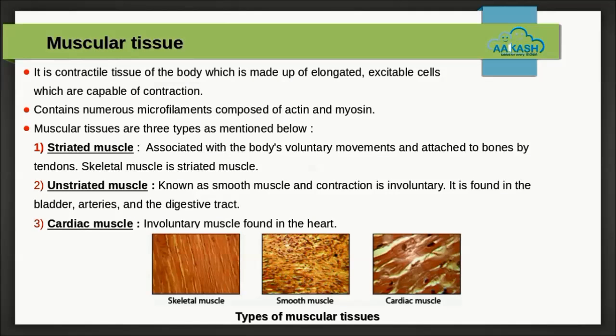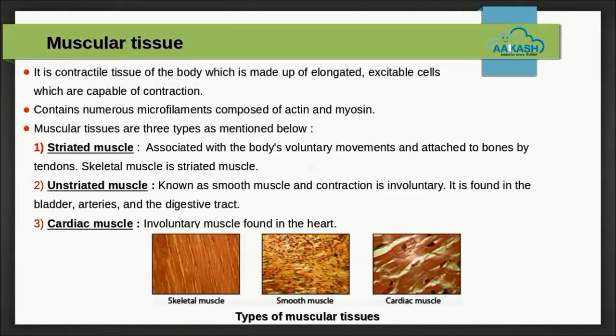Muscular tissue. It is a contractile tissue of the body which is made up of elongated excitable cells which are capable of contraction. It contains numerous microfilaments composed of actin and myosin. Muscular tissues are of 3 types as mentioned below. Number 1. Striated muscle. These are associated with the body's voluntary movements and attached to bones by tendons. Skeletal muscle is striated muscle.